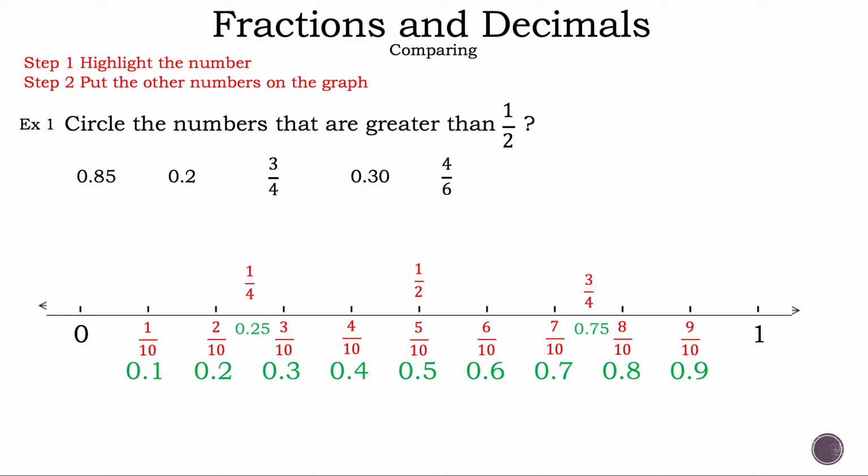Step 1, highlight the number. Step 2, put the other numbers on the graph. So let's read the question. Circle the numbers that are greater than 1/2. So 1/2 is the number that we need to focus on. So let's highlight it or box it or do something similar.